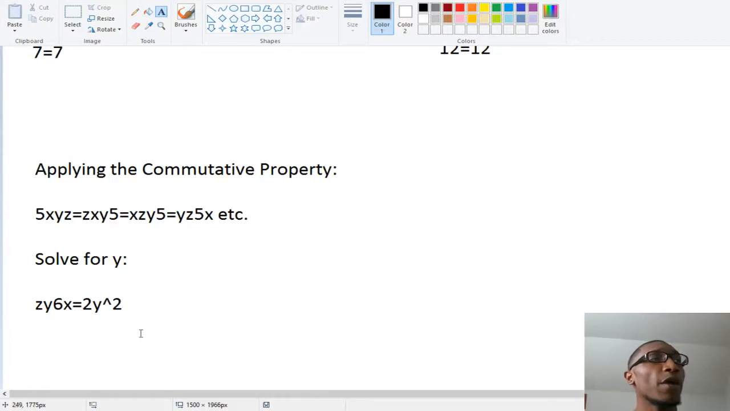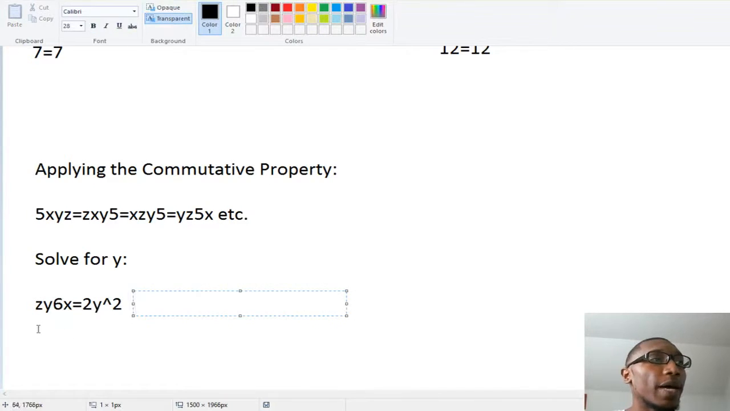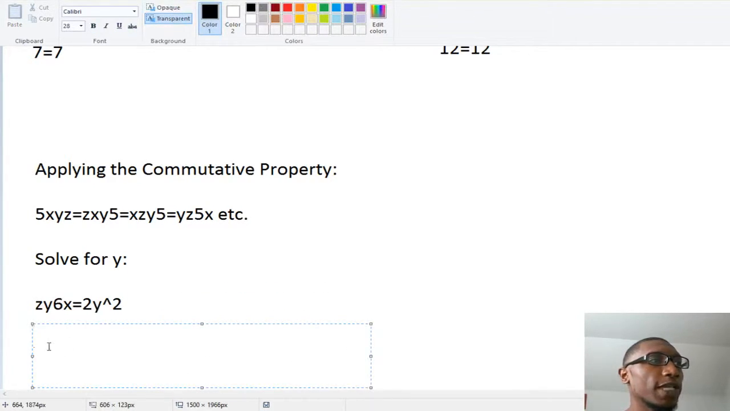So firstly, we have this expression: zy6x equals 2y squared. The first thing I would want to do is put this in order in the way my mind can read it. So this is actually going to be 6xyz equals 2y squared. Putting it in that order, now I've got my coefficient in the front, so I know what my coefficient is, and now I can solve for y using the commutative property.